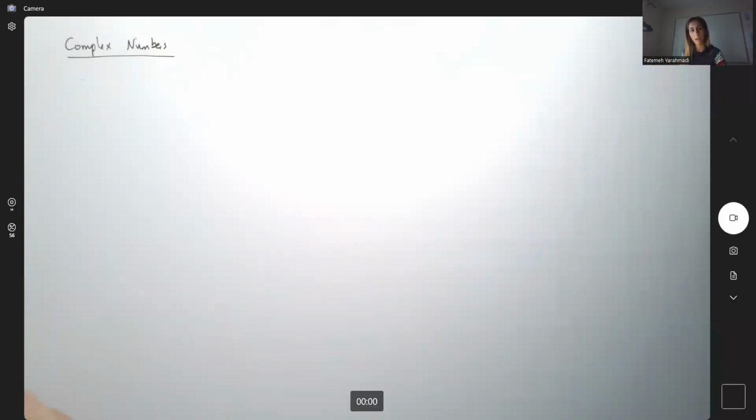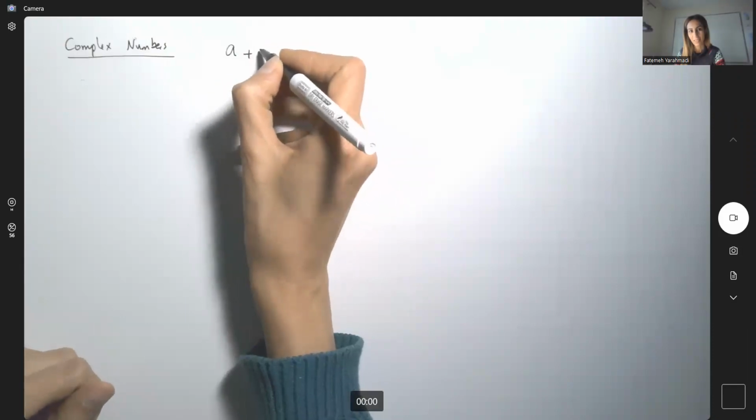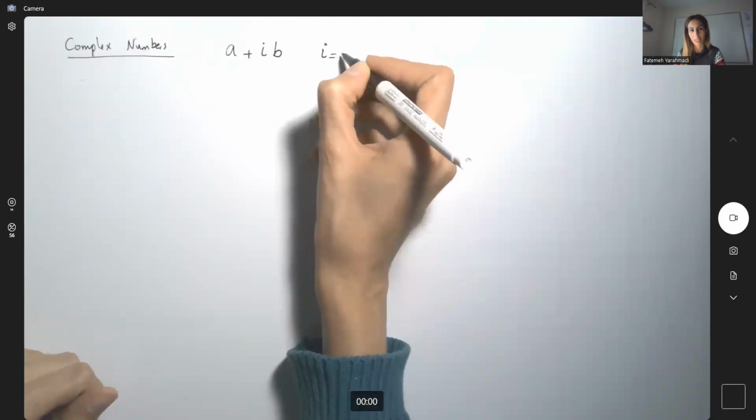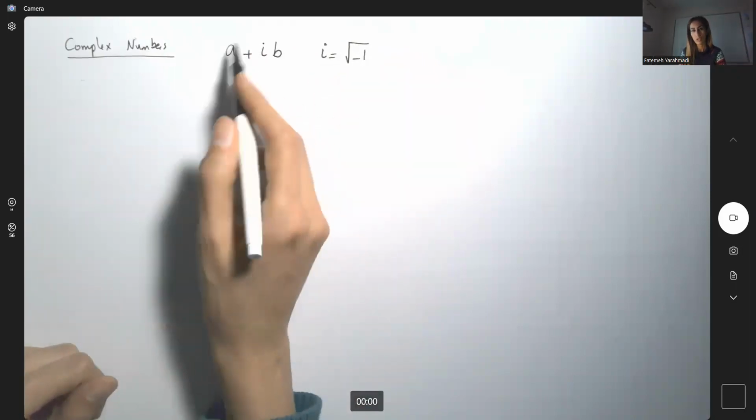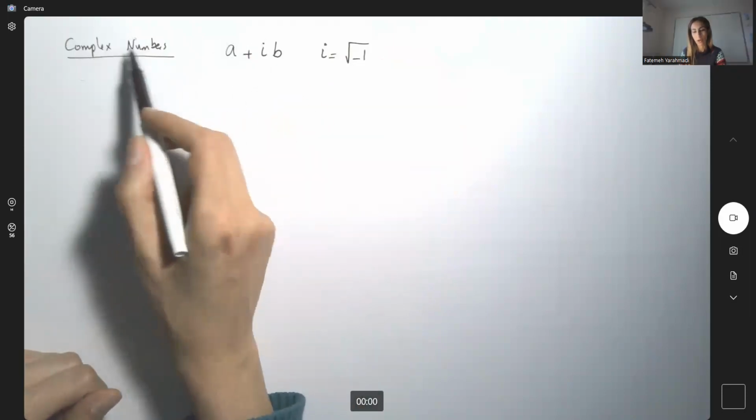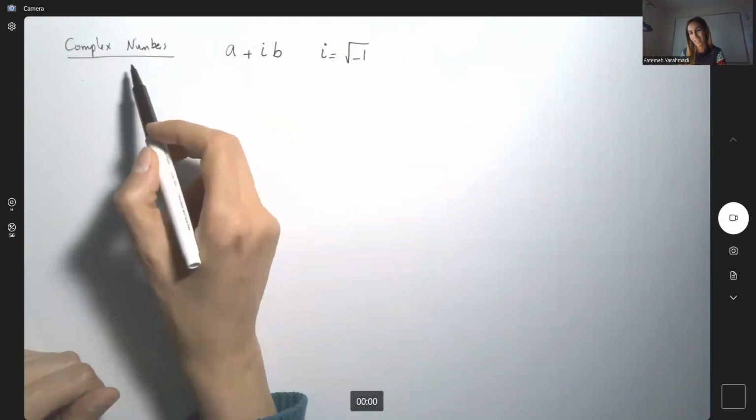Officially, we represent a complex number as a plus i times b, and as you remember, i is equal to the square root of -1. So we are introducing some new numbers, am I right? These are some new numbers, and we expect to add, subtract, multiply, and divide them.